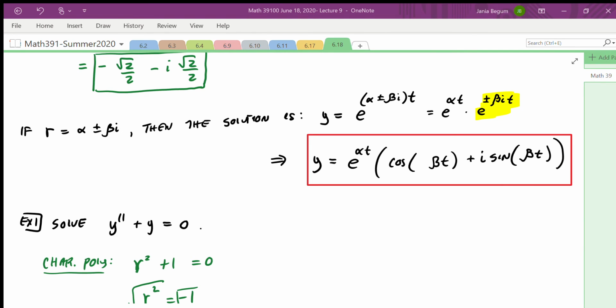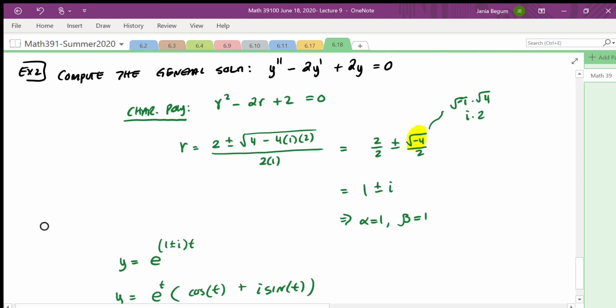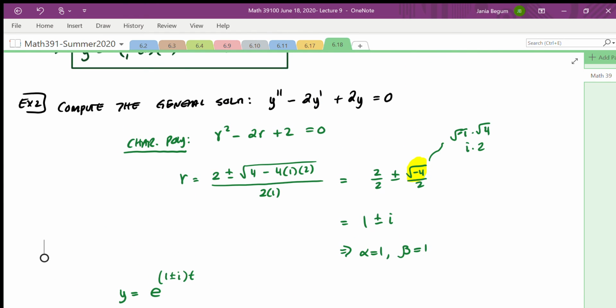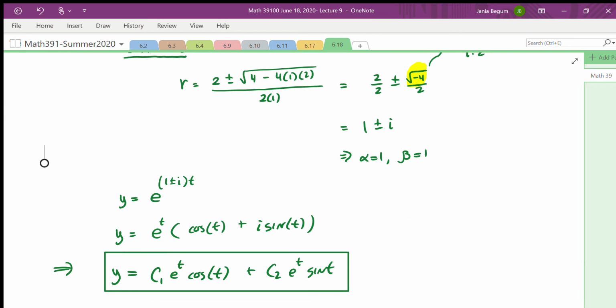Right, so let's explain the last part. Here we said that if the roots are complex, then the solution would be e to the alpha plus and minus beta times t. And then by using laws of exponents, I rewrote e to the t. And so here I rewrote this part.